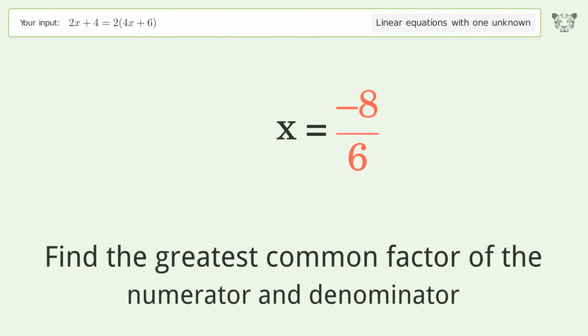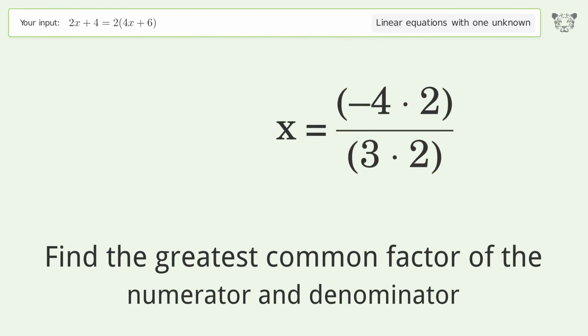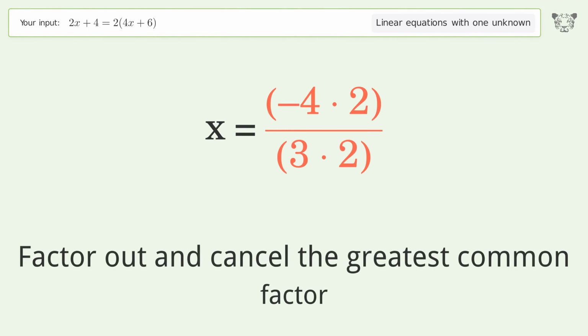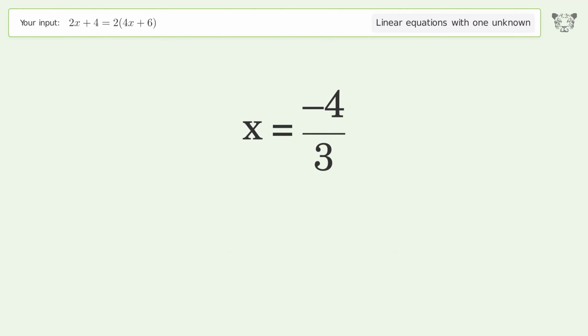Find the greatest common factor of the numerator and denominator. Factor out and cancel the greatest common factor. And so the final result is x equals -4/3.